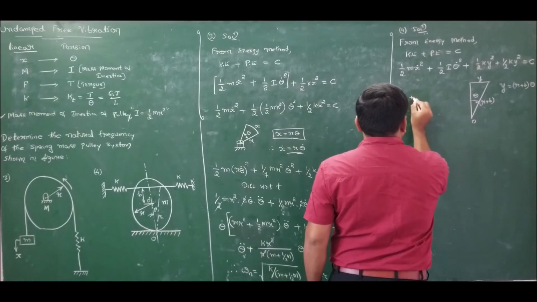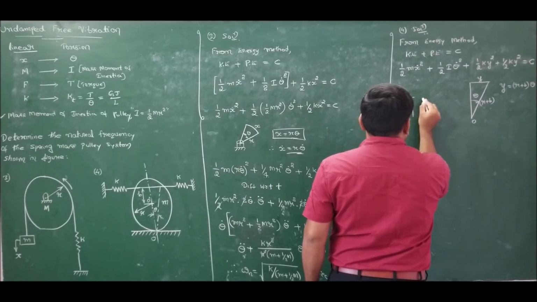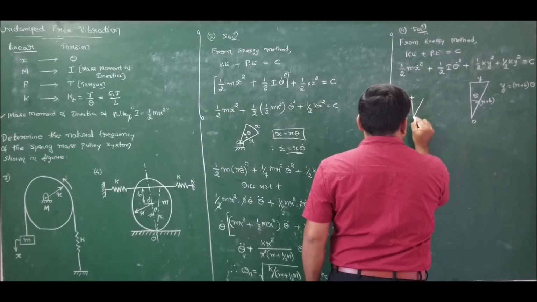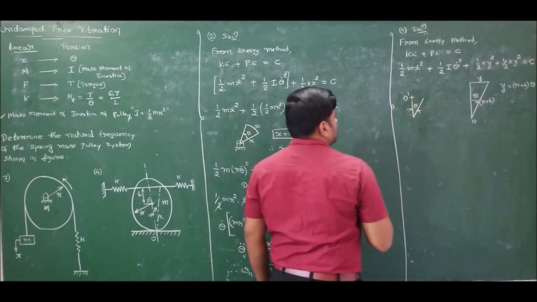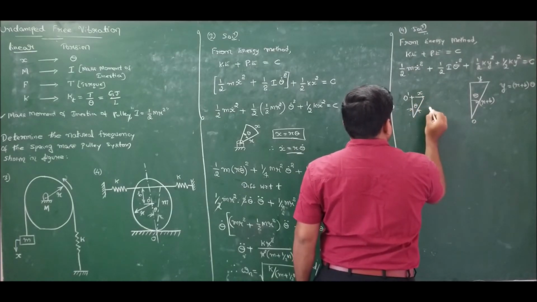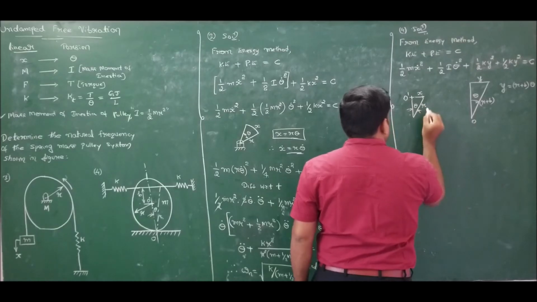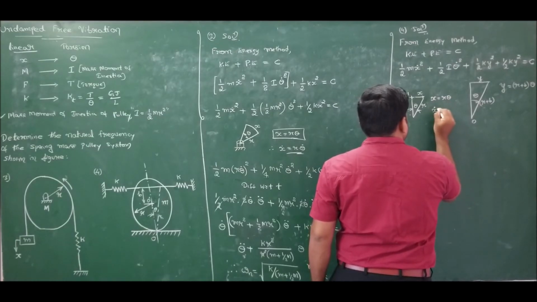For the mass, if I consider a fixed point and a deflection like this, theta, this is O dash, this is O dash. So how much is the deflection of the mass? The deflection of the mass is x and this value is r. So what is the value of x? x equals r theta. Hence x dot equals r theta dot.